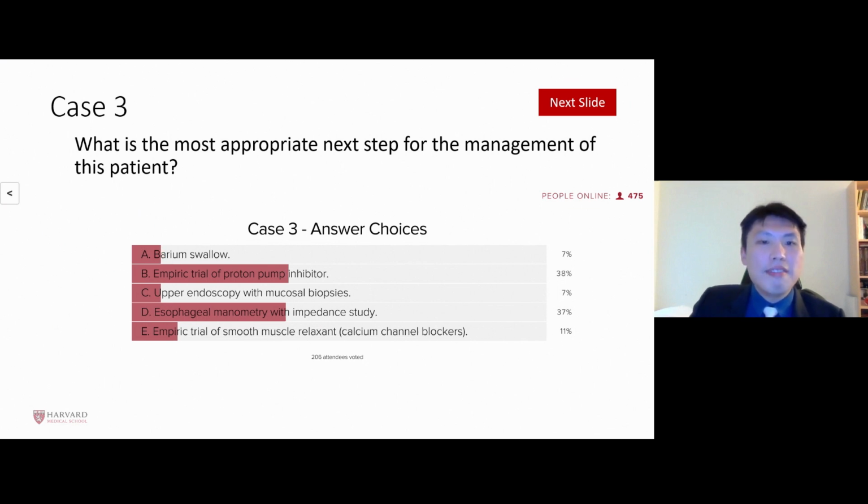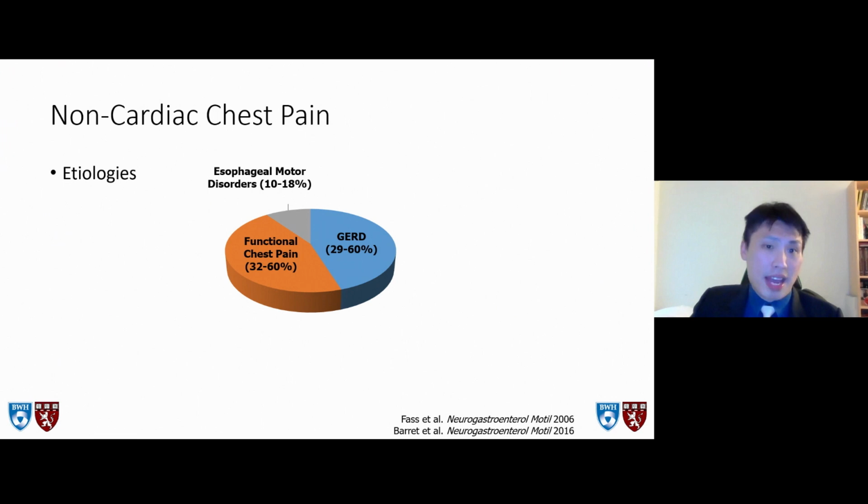So it seems like with a pretty even selection between a trial of a PPI and performing esophageal manometry, a smaller number suggests that maybe trialing a smooth muscle relaxant. So let's talk about patients coming with non-cardiac chest pain.